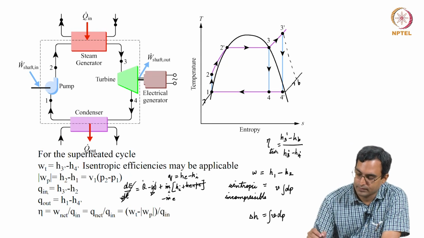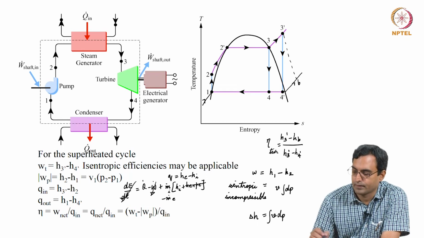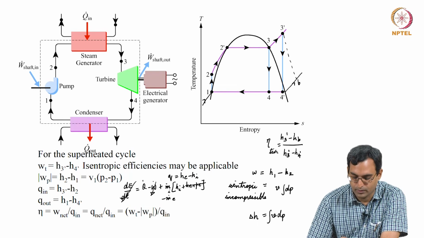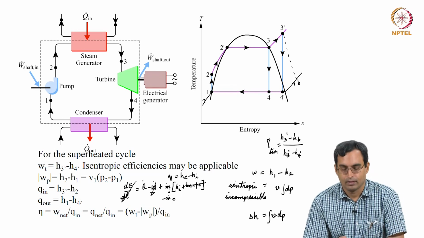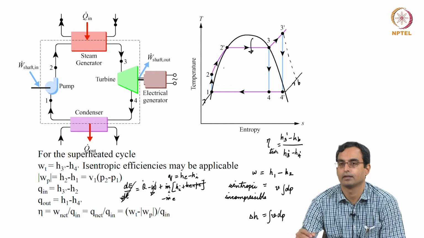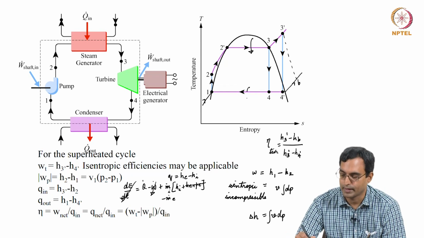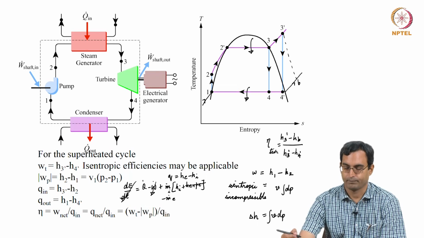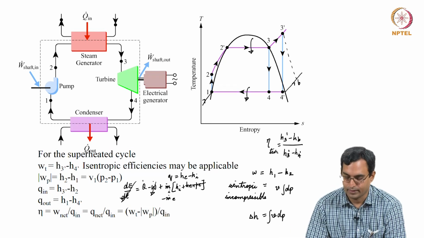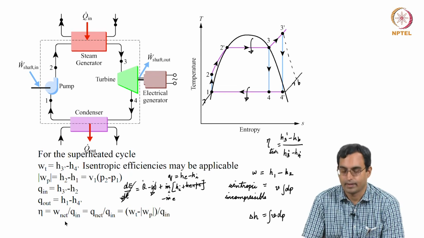In a similar fashion, Q out is enthalpy at the exit minus enthalpy at the inlet. So, Q out is H1 minus H4. So, this Q in would be positive, it is heat coming into this system. This Q out would be negative, it is heat going out of the system. And efficiency of the cycle is defined as the net work divided by the heat input.